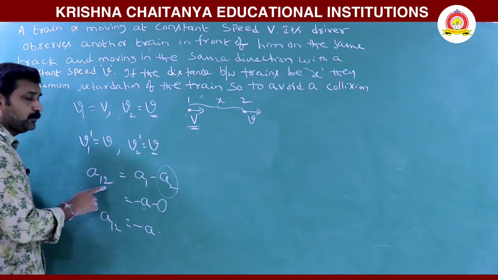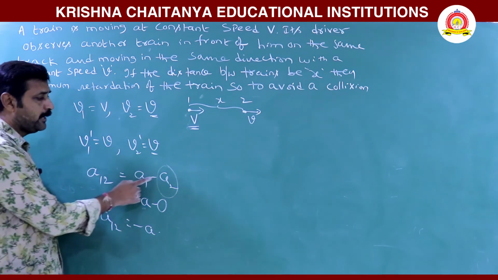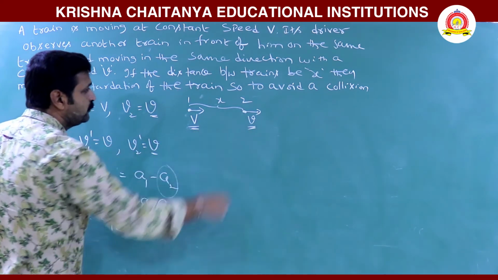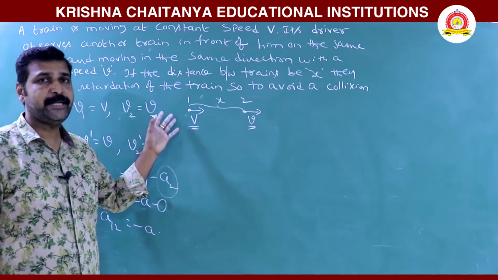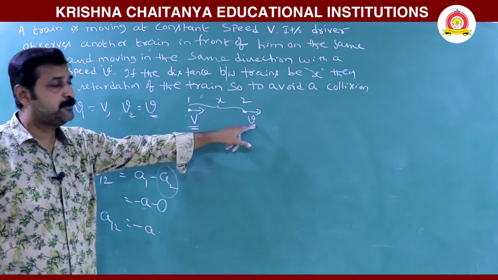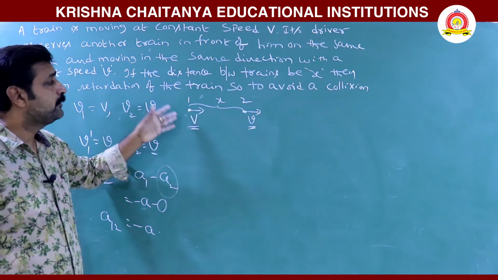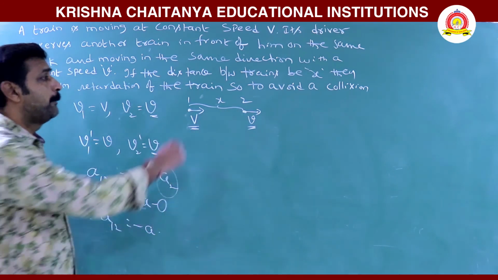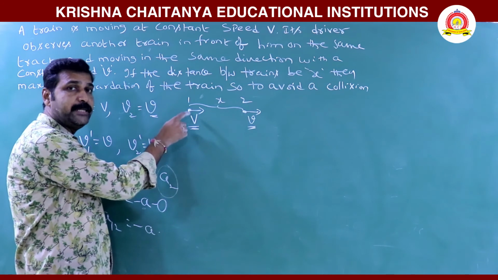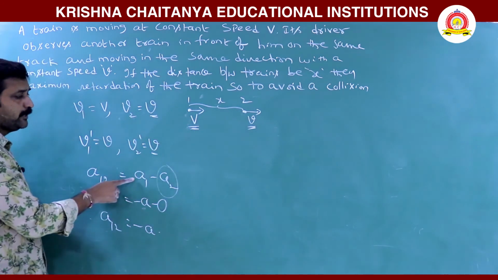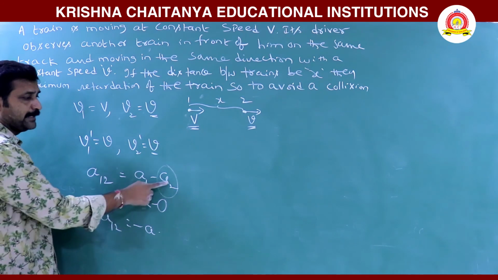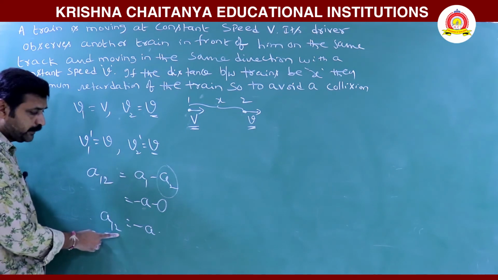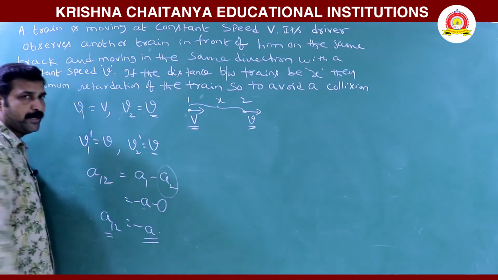Again, a12, the acceleration of 1 with respect to 2, is a1 minus a2. Since initially and finally the second train is moving with the same speed, because it does not know that some train is coming from behind, it keeps the same speed. But this driver knows that he is moving with more speed, and even a collision may occur. So, he has to reduce his speed. Based on the other train, how much he has to reduce his speed is the retardation. So for the first train, retardation is minus a, for the second train it is 0. So, the retardation of the first train with respect to the second is minus a, which we have to find out.